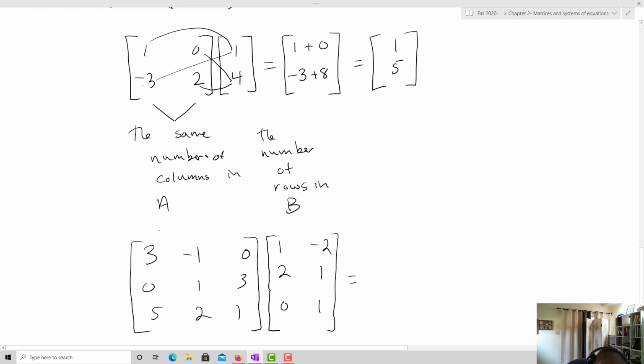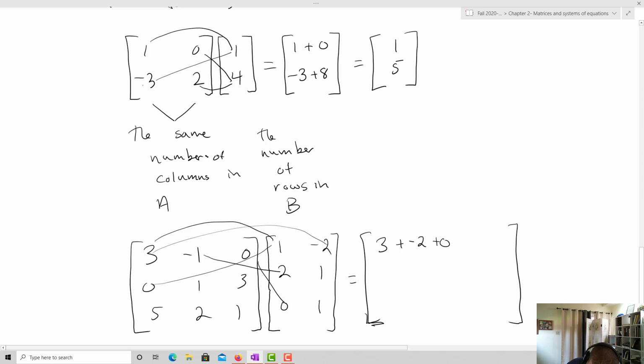So now what we'll do is take 3 times 1, that's 3, plus negative 1 times 2, so we have 3 plus negative 2 plus 0. That's going to be the first row, first column. Then we'll have 3 times negative 2, so that's negative 6, plus negative 1 plus 0. That's the second. Then we'll have 0 times 1 is 0, plus 2, plus 3.